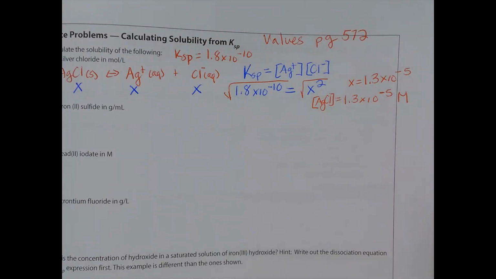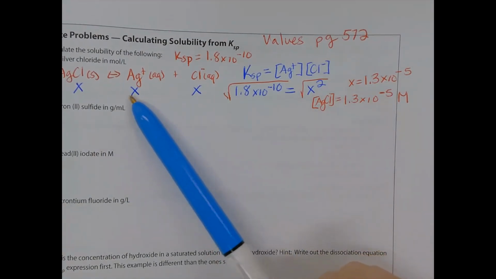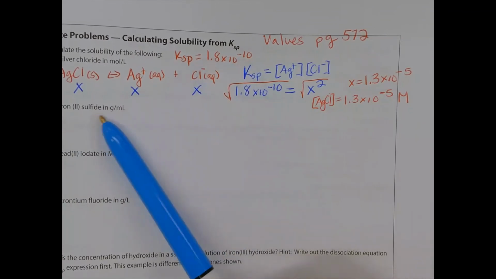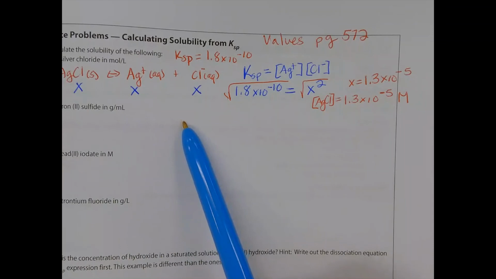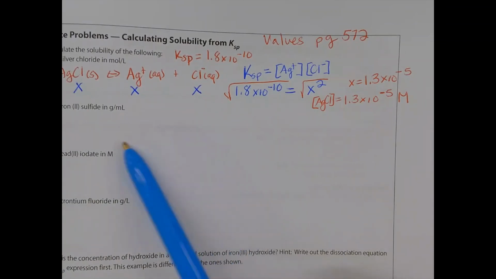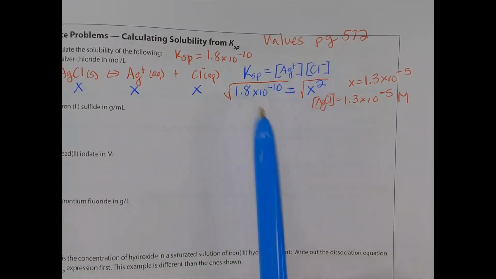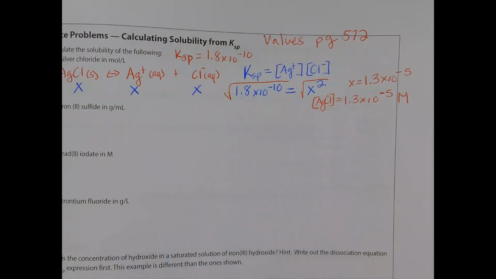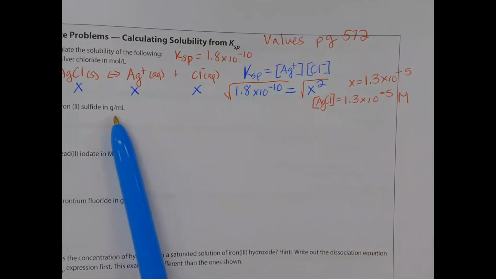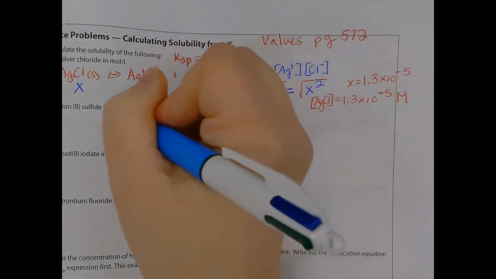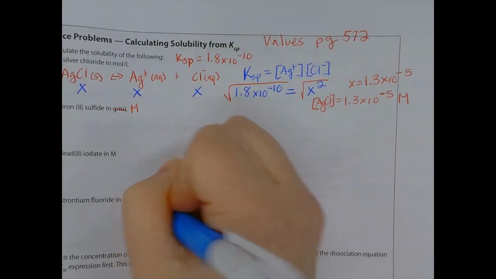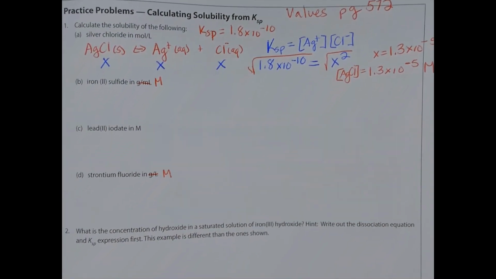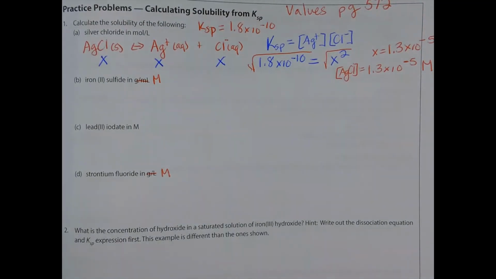Alright, so these other questions are very similar. You can look up the Ksp value in the back of the book. You can write an equation to show how it's dissolving. Use X to represent your numbers, plug those into your expression and solve for X. For these ones, go ahead and just do it in molarity, in moles per liter. You can leave it in moles per liter for your other questions.